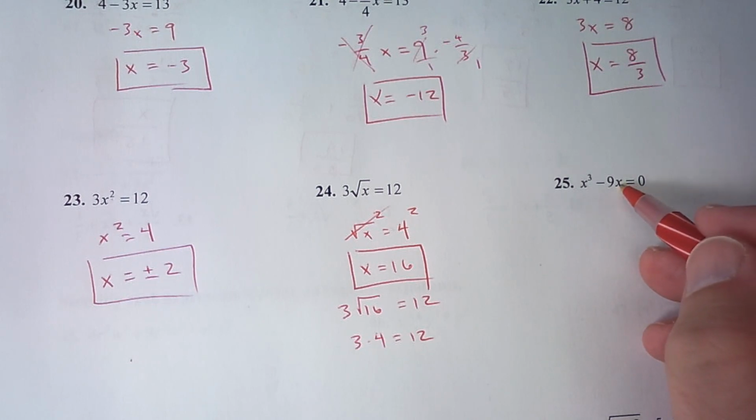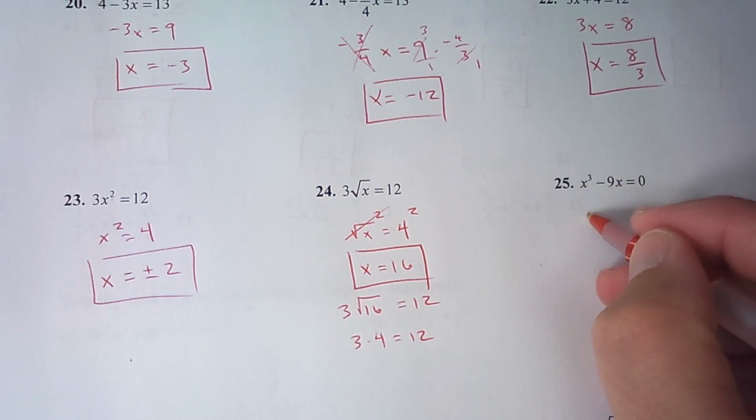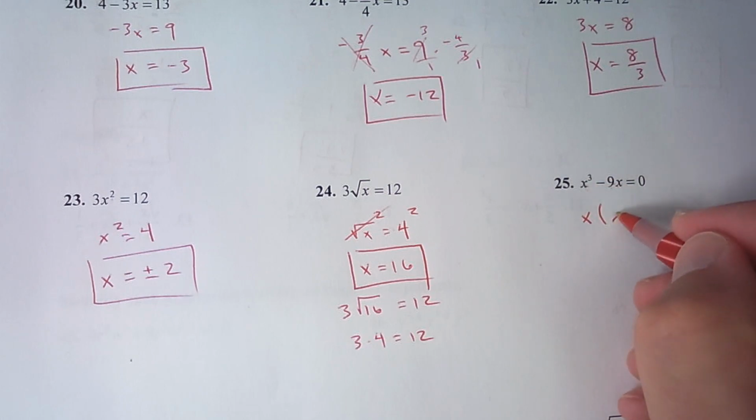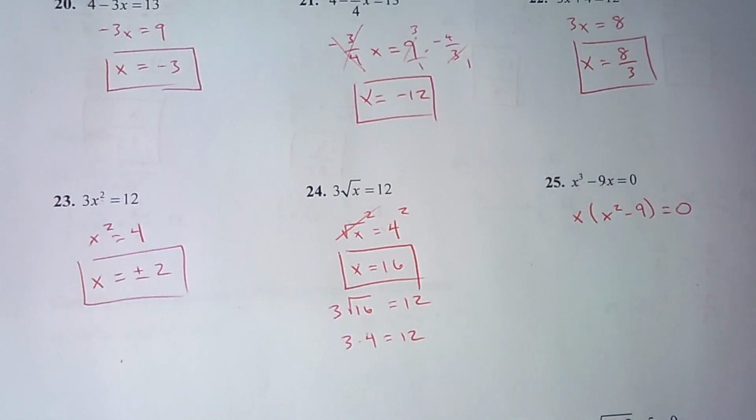Okay. Next one, I see that both terms here have an x. I can factor that greatest common factor of x out, so I get x times, and then when I divide both of these by x, I get x squared minus 9 equals 0. Okay, now I can factor this right here.